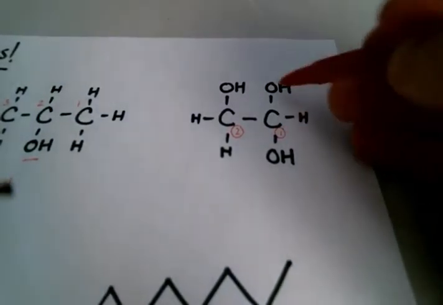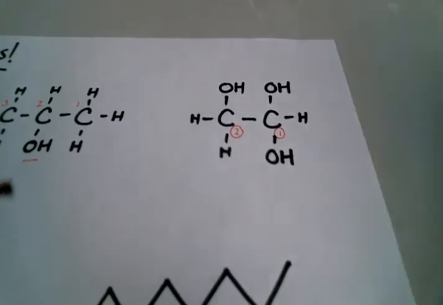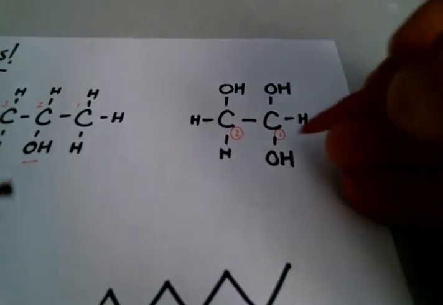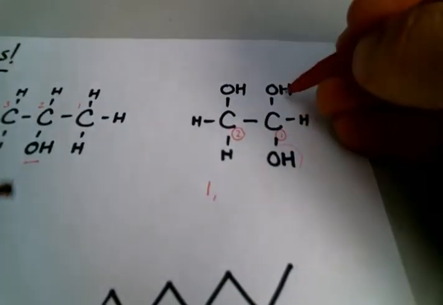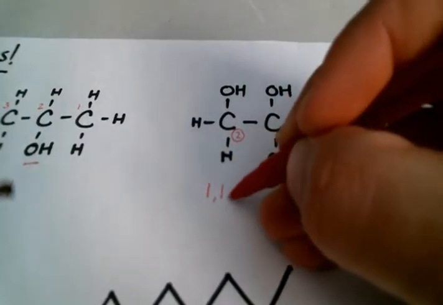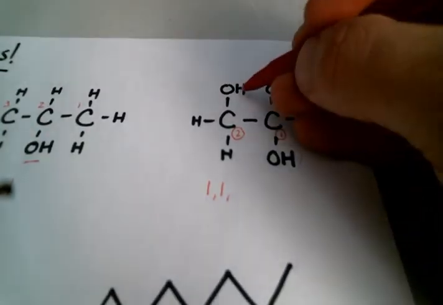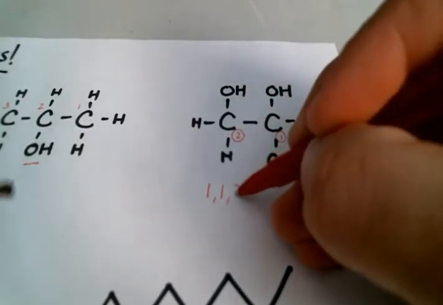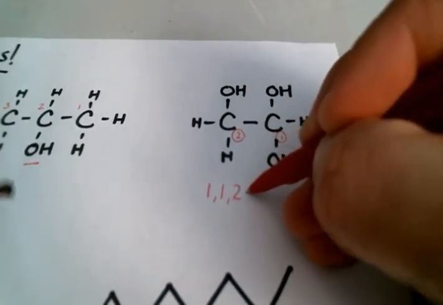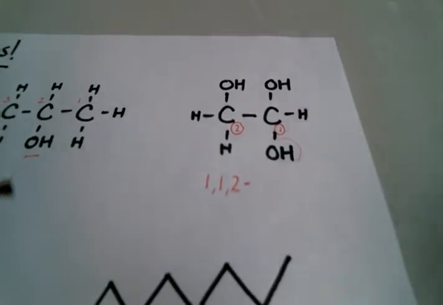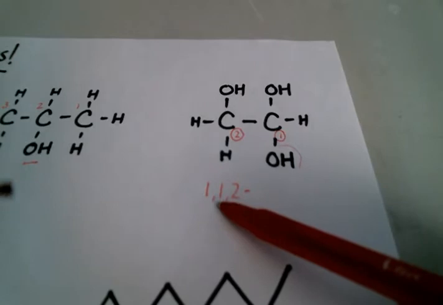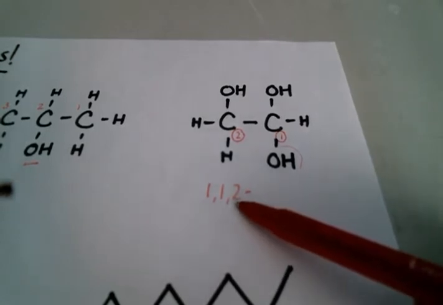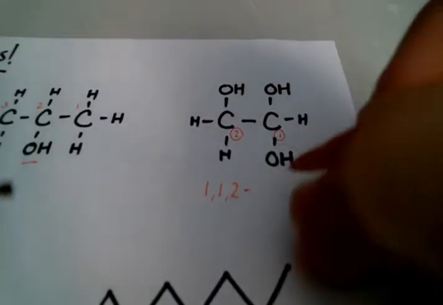Now, because there's 3 hydroxides, what we're going to do is separate the carbon numbers with a comma. So this hydroxide is on carbon 1, so that's going to be 1. And then this hydroxide is also on carbon 1, so I'm going to write a second 1. And this hydroxide is on carbon 2, so that's going to be a 2. So 1, 1, 2. And that 1, 1, 2 indicates that I have 3 hydroxides. 2 hydroxides are on the first carbon, and 1 hydroxide is on the second carbon. Okay, this is still ethane.